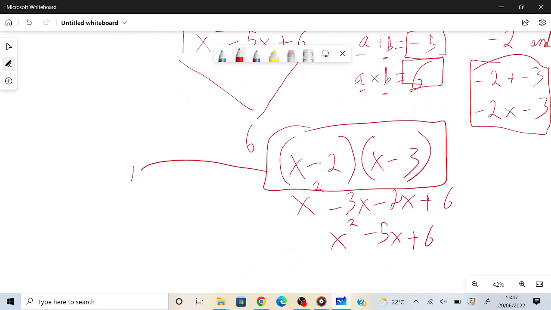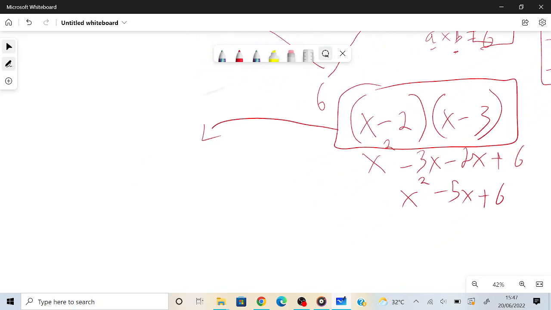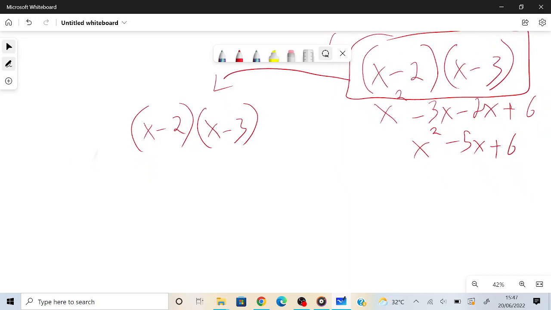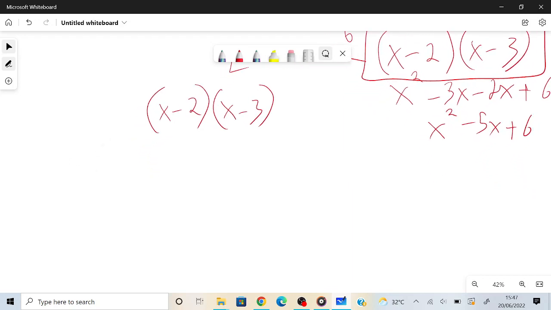So getting back to this, we have x minus 2 into x minus 3. Now to solve this, we can take these two brackets separately. Of course, in the end, it is all equated to 0. So what we can do is something like this: x minus 2 equals 0, or x minus 3 equals 0.